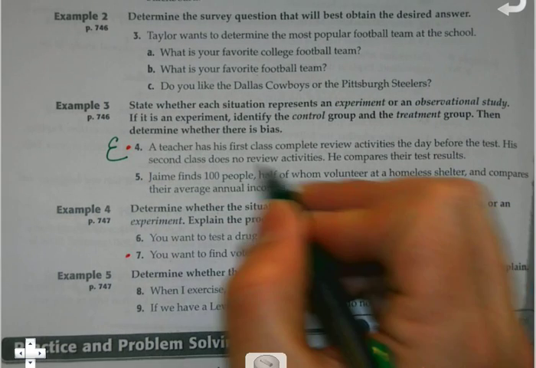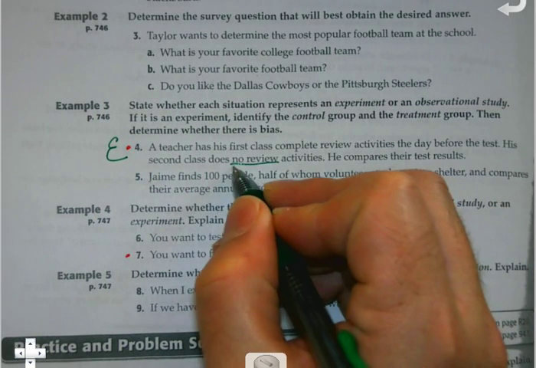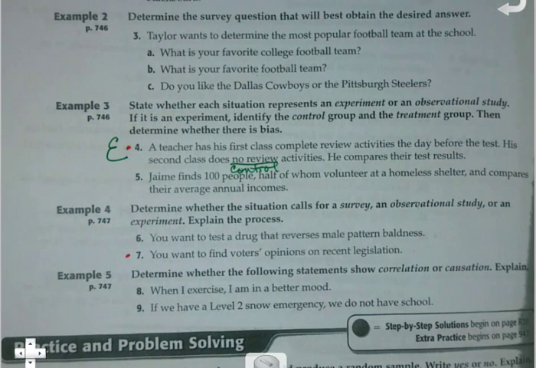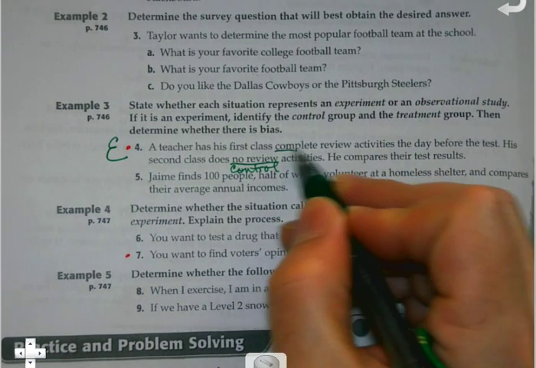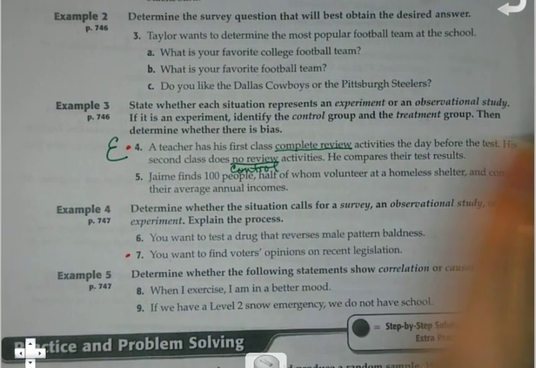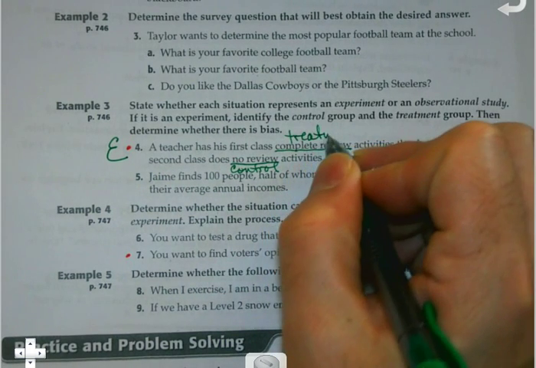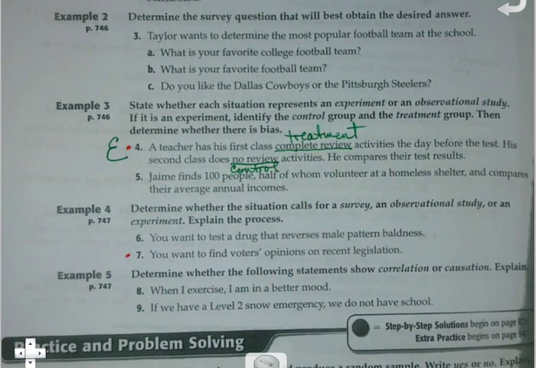Right, the one that's not doing. So no review would be my control group. The group that completes the review would be my treatment group, because I'm changing something. And then compares the test results. So, question, would there be bias in this?